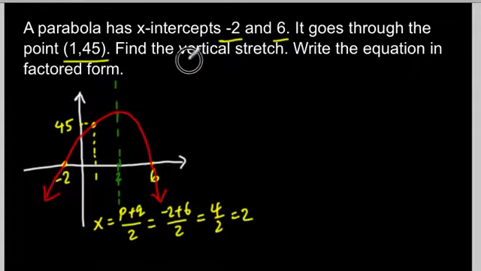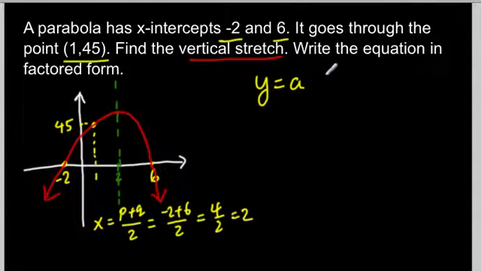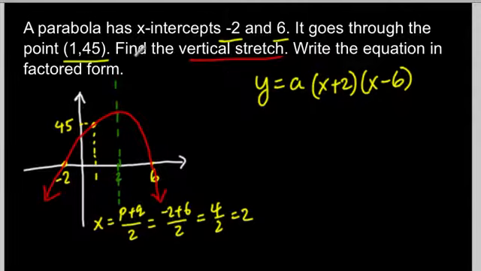So our goal here is to find the vertical stretch. How do we do that? Once again, we have the x-intercepts, so we can express this in factored form. So y equals a, and since it's -2, this is going to be x plus 2. And since this is +6, this is going to be x minus 6. We want to find what a is, in other words, the vertical stretch. How do we do that? Remember, we need a point other than the x-intercepts. What other point do we have? Well, we have this one right here, (1, 45). So 45 is y and 1 is x.